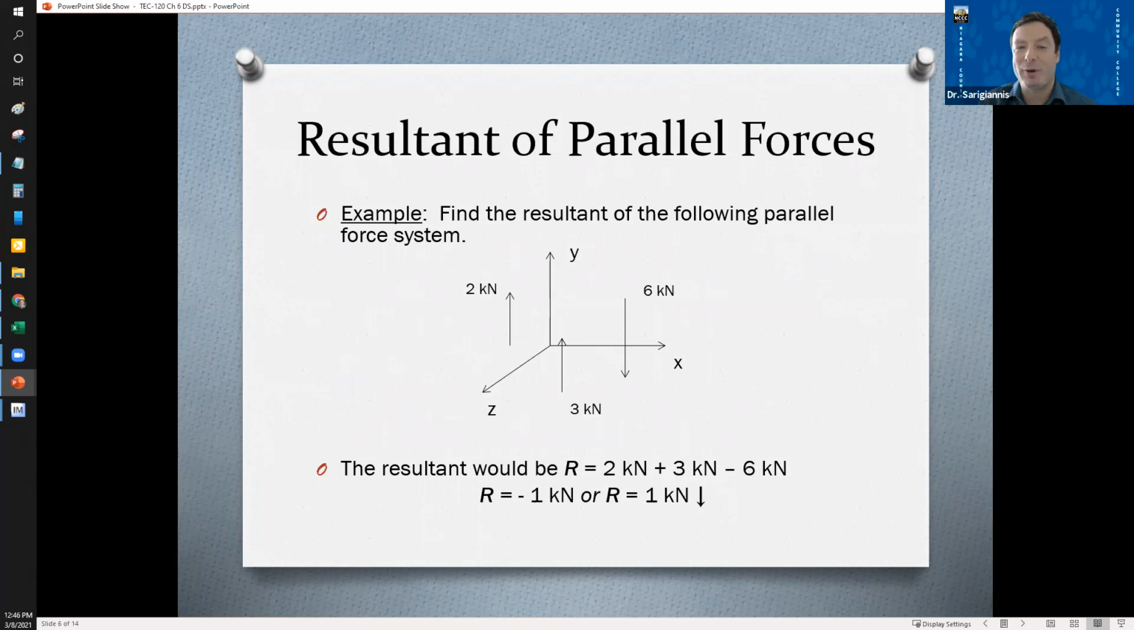So here's a quick example, right? Find the resultant of the following parallel force system. So not worrying about distances here. We've got 3 forces, 2 kilonewtons, 3 kilonewtons, and 6 kilonewtons, all acting on some plane. The resultant's going to be 2 plus 3, because they're both pointing upward to the positive, and then minus 6, right? So the resultant in this case is going to be minus 1 kilonewton, or I like to use directional arrows, 1 kilonewton downwards.